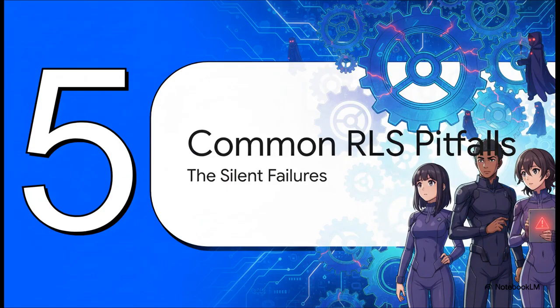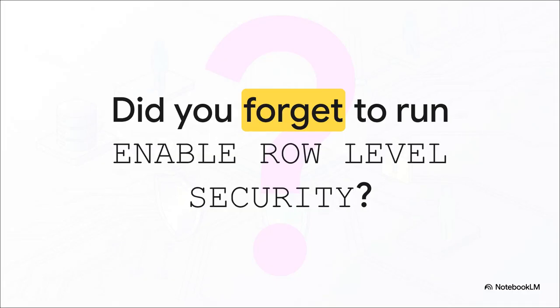Okay, beyond raw performance, there are a few other traps that are even more dangerous because they fail silently. Your app might seem to be working just fine, but underneath, your security model is completely broken. This right here is the number one mistake without a doubt. You can write the most elegant, performant, and secure policies known to man, but if you forget to run this one simple command on your table, they do absolutely nothing. It's like buying a state-of-the-art vault door and then forgetting to ever close it. The whole system is off, and your data is wide open.